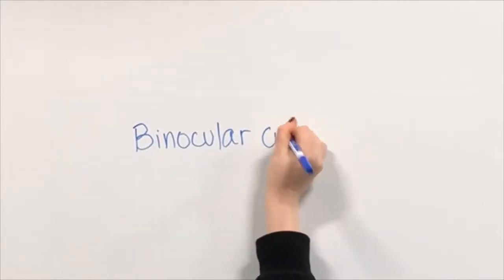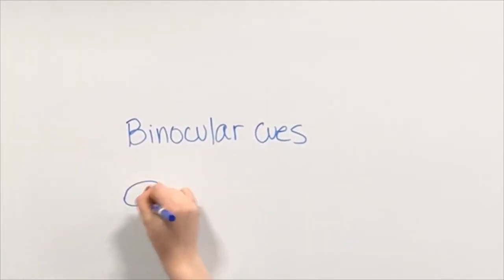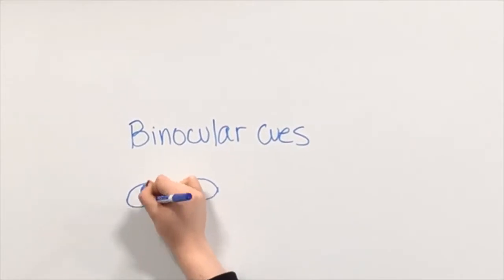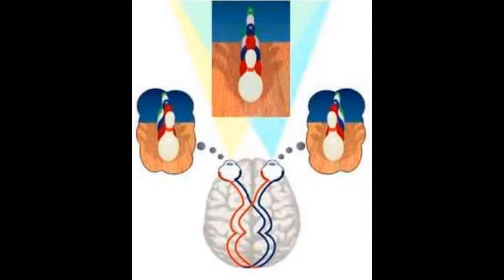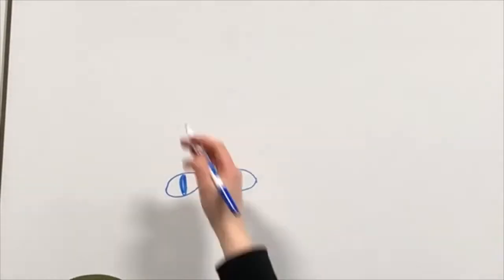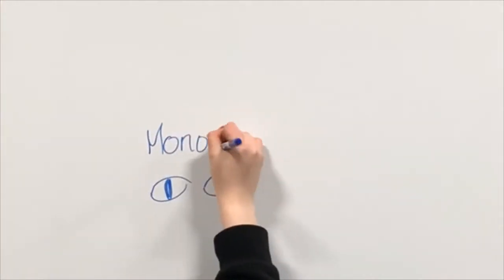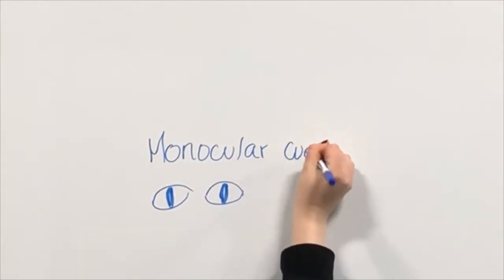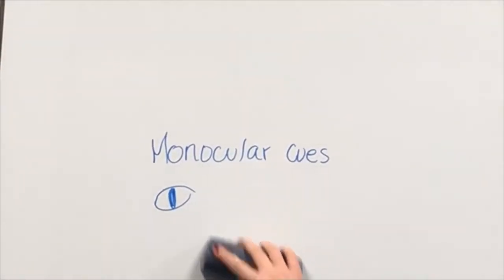Binocular cues are depth cues that depend on the use of 2 eyes. Retinal disparity demonstrates that each eye sees the world from a different angle. Each eye's image combines to form our vision. Monocular cues are depth cues that are available to either eye alone rather than having to use both eyes.